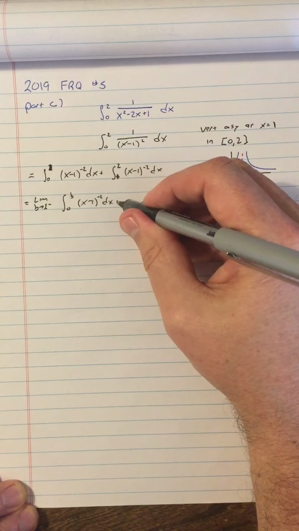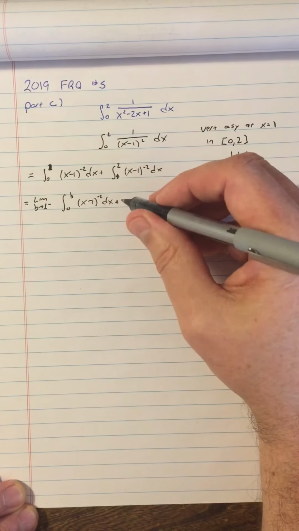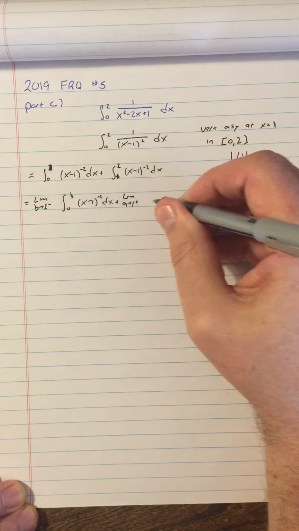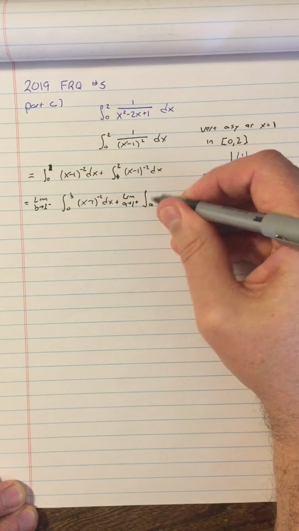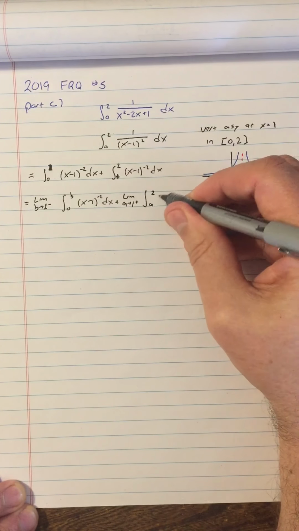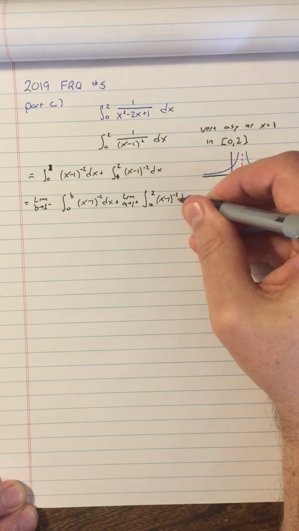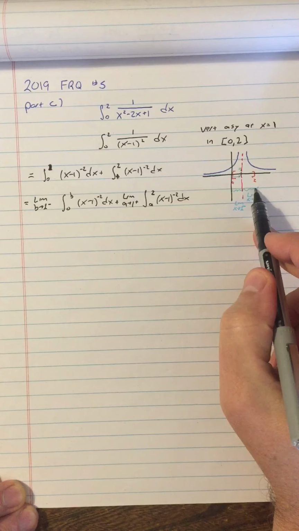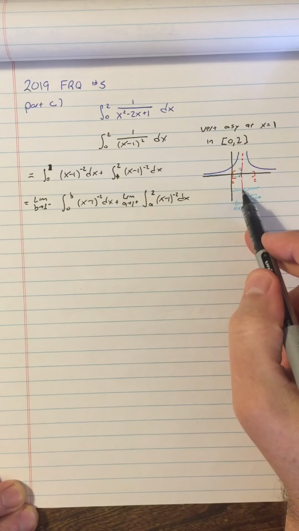And likewise, my other integral is going to be the limit as a approaches 1 from the right of the integral from a to 2 of (x minus 1) to the negative 2 dx. So 0 to b and a to 2, where b is approaching 1 from the left and a is approaching 1 from the right.